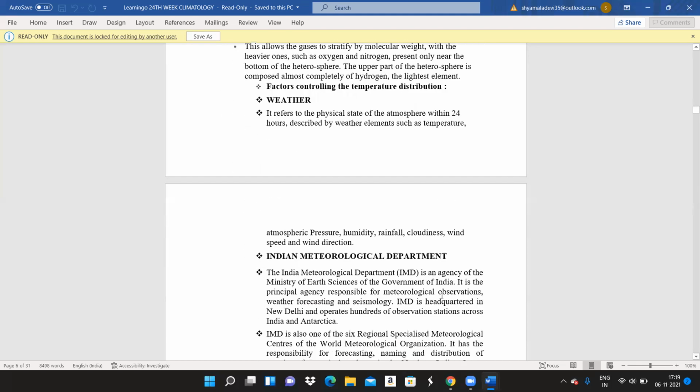So we will go to weather today. Till here, the spheres are clear. I will be sending the notes also for you all. Am I clear with all the layers of the atmosphere? Yes, ma'am. Then we'll go to weather.